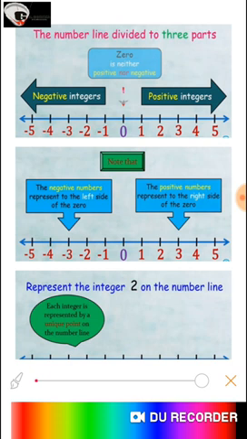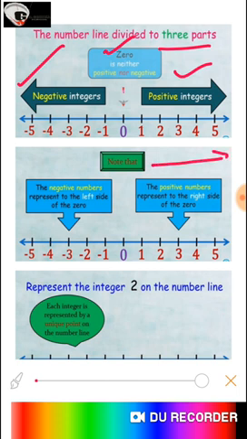A number line is divided into three parts. One part consists of positive integers. Another part consists of the number 0, that is neither a positive nor a negative integer. And the other part consists of the negative integers. Now, you have to note one thing, that positive integers are always to the right side of 0 and negative integers are always to the left side of 0.